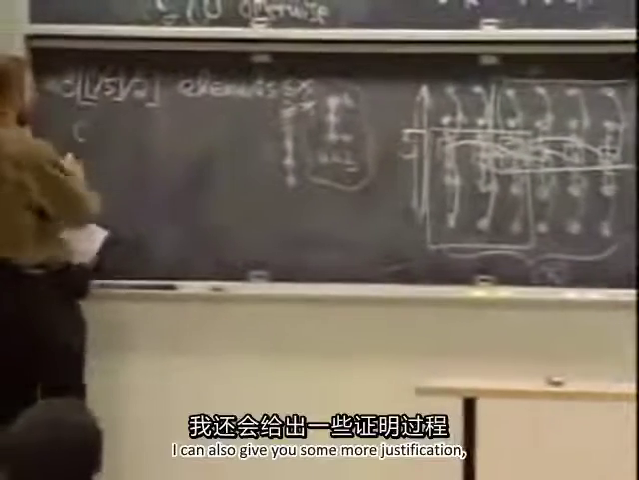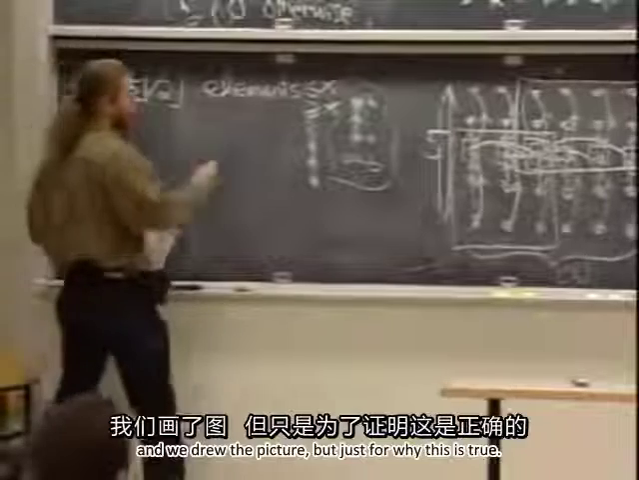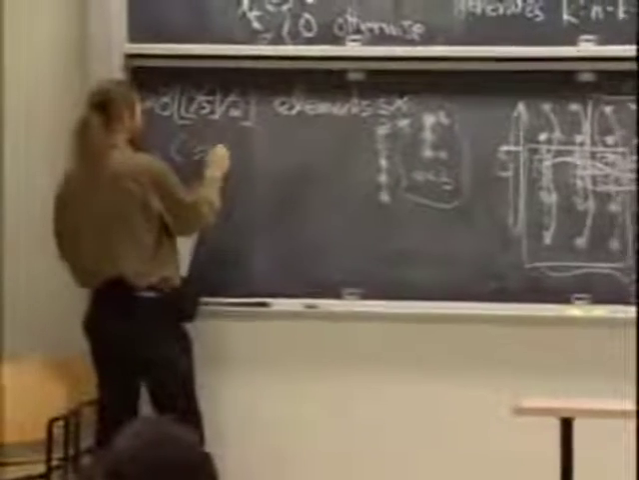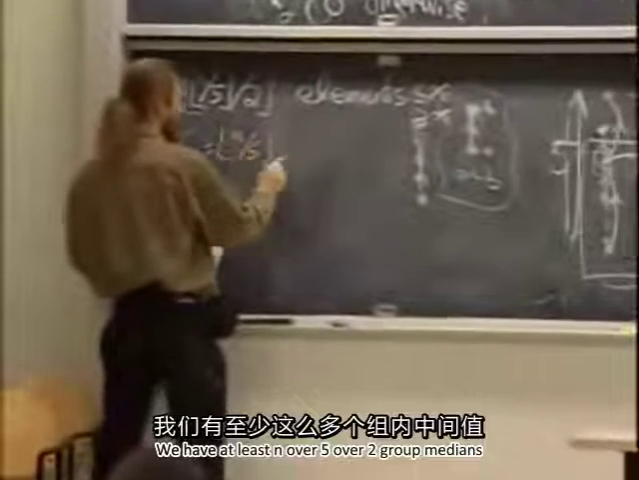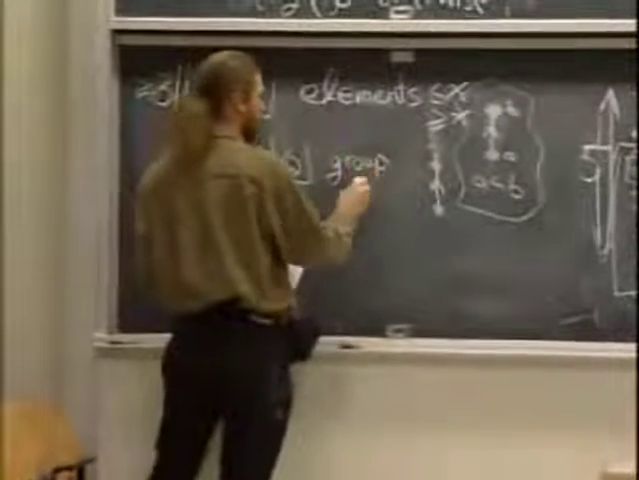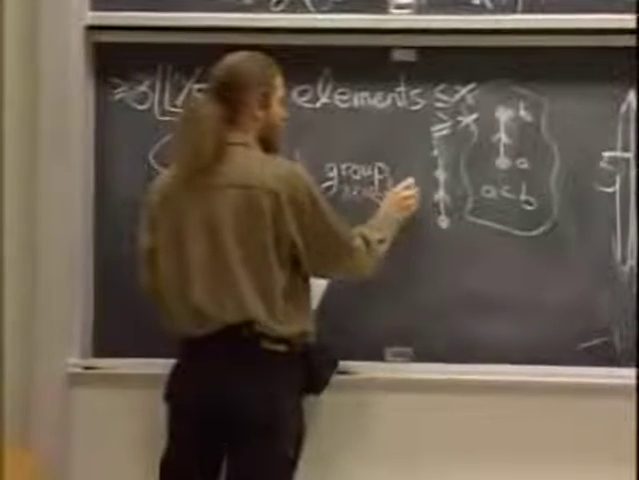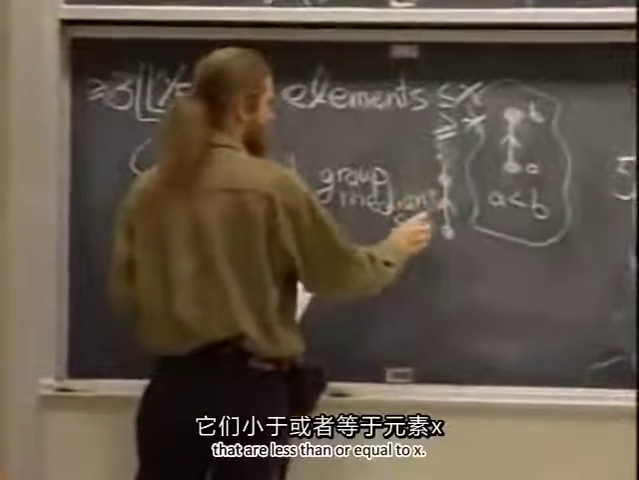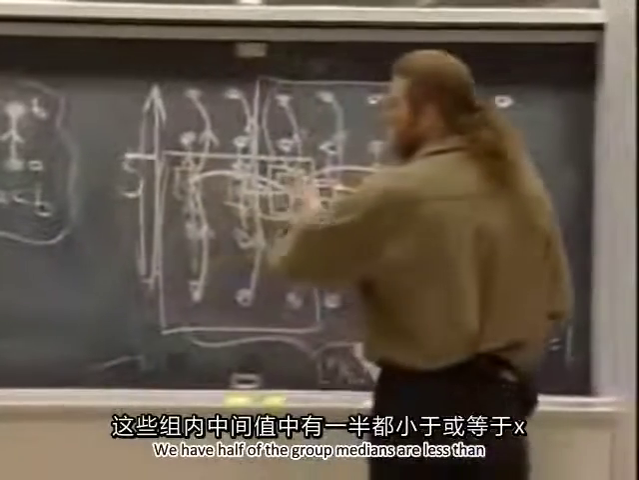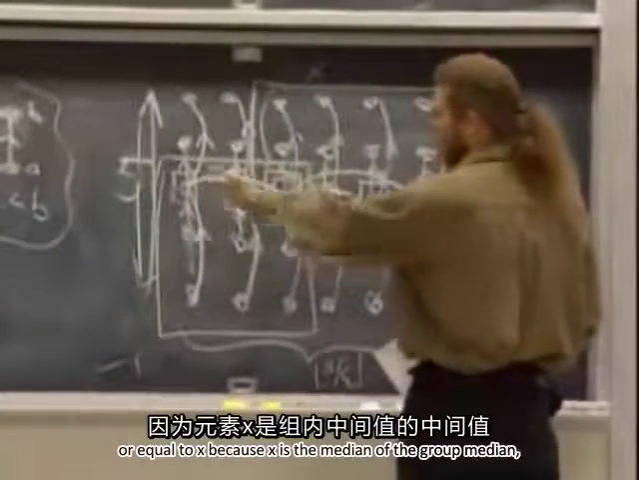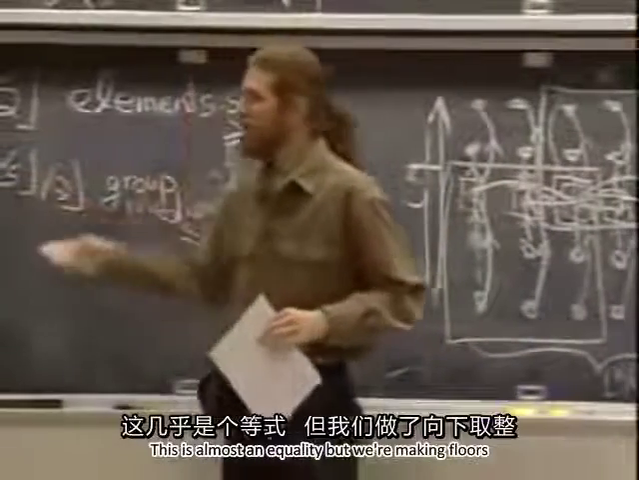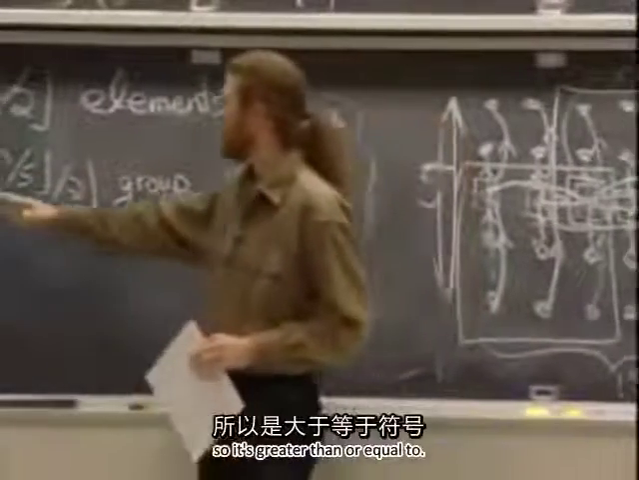Okay, I can also give you some more justification, and we drew the picture, but just for why this is true. We have at least n over 5 over 2 group medians that are less than or equal to x. Okay, this is the argument we used. We have half of the group medians less than or equal to x, because x is the median of the group medians. So that's no big surprise. So this is really almost an equality, but we're making floors, so it's greater than or equal to.